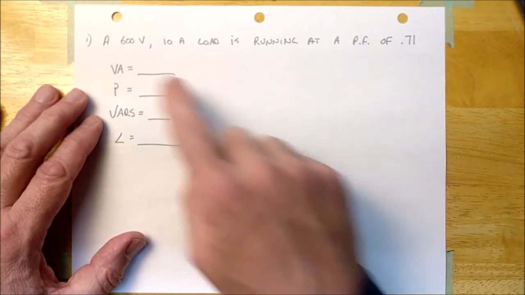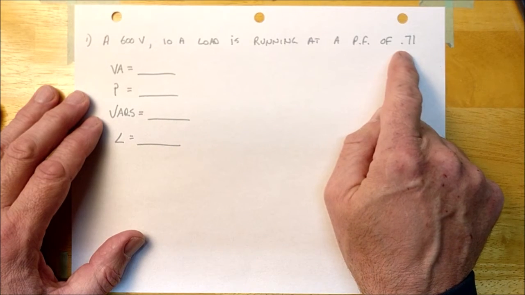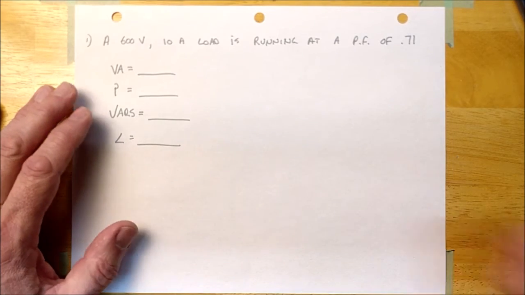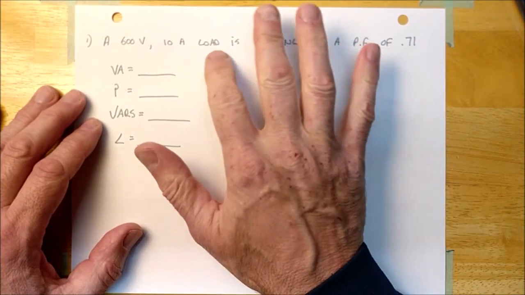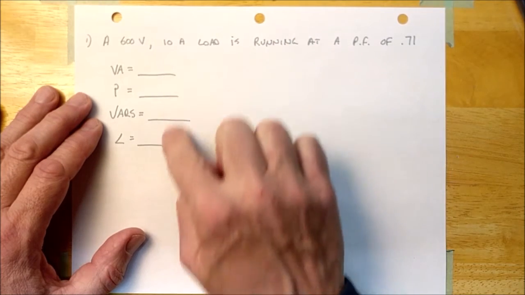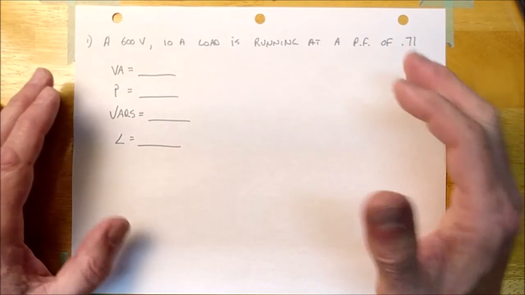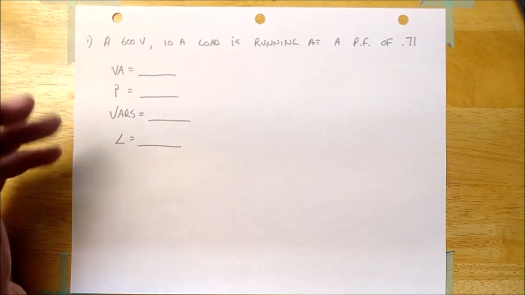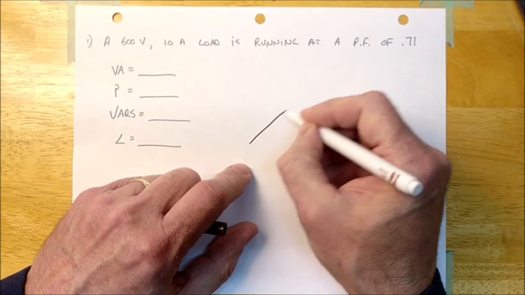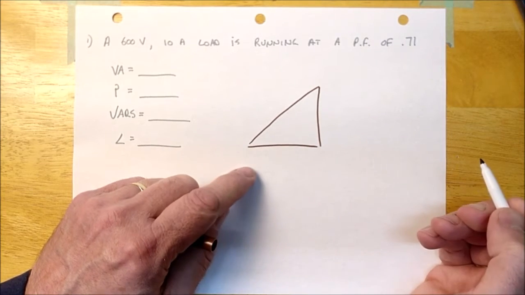Now, it says 600 volt 10 amp load is running at a power factor of 0.71, and it wants us to calculate these three things. And, I don't know, it doesn't seem like we have enough information, but as soon as you recognize that it is a power question, you should endeavor to draw a power phasor diagram. Now, I know my power phasor diagram is going to look like this. This is going to be my power phasor diagram.